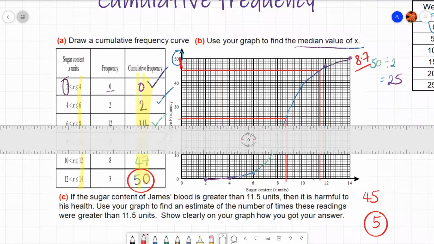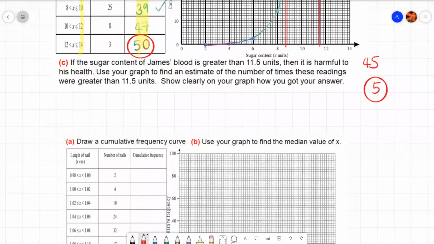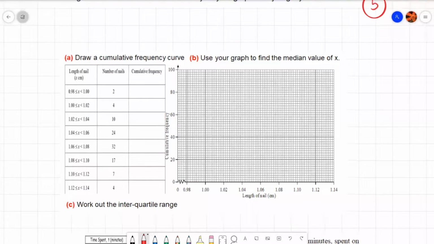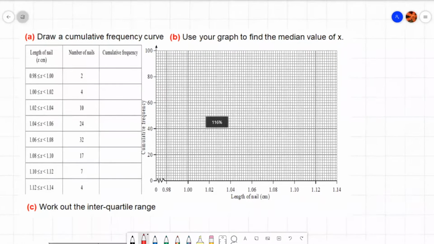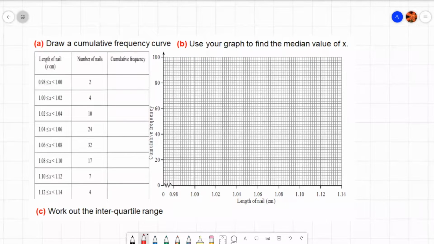Okay, let's have a look at a different question and see what that question asks us to do. Don't need the ruler, let's get rid of that for now. So here I have got another graph, and again I'm going to read the question out to you. The lengths of a number of nails were measured to the nearest 0.01 centimeters, and the following frequency distribution was obtained. So some measurements of nails were given, and we have to draw ourselves a cumulative frequency diagram.